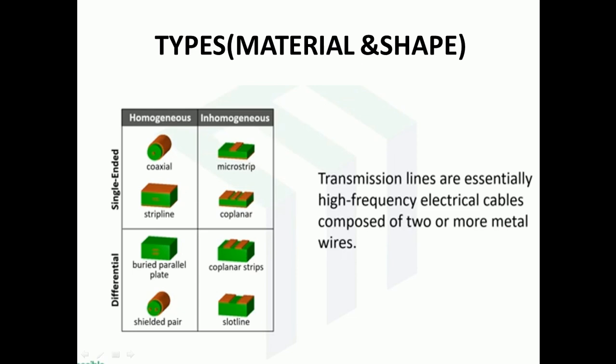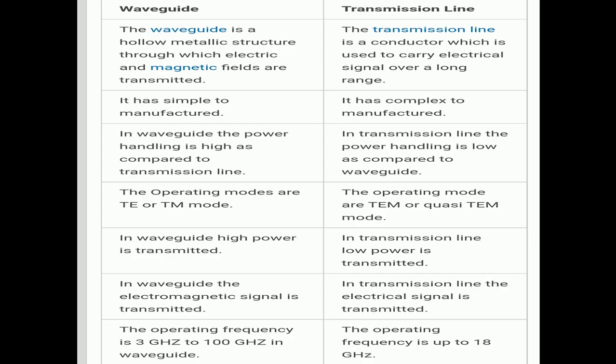In general, we define transmission lines to be high frequency electrical cables which are composed of two or more metal wires. Now we have the basic classification of transmission lines and waveguides to be compared. A transmission line is a conductor which carries the electrical signal over long range, whereas a waveguide is a hollow metallic structure through which electric and magnetic fields can travel. The waveguide is complex structured and the transmission line is simple structured, and here the power handling ability is low, whereas here the power handling ability is higher.